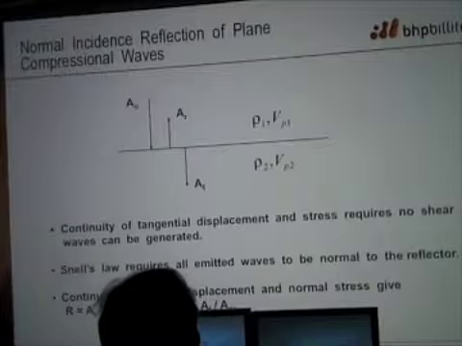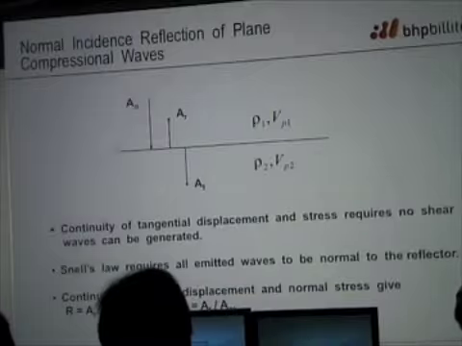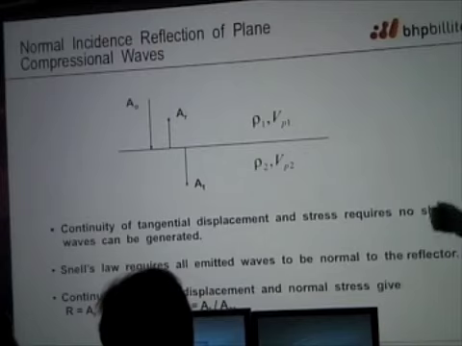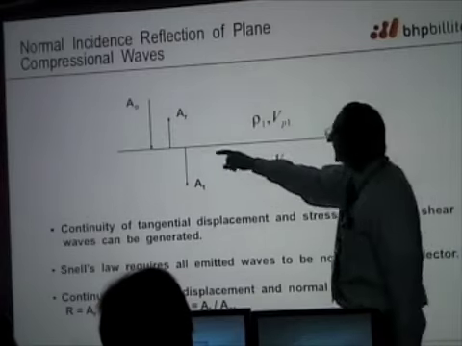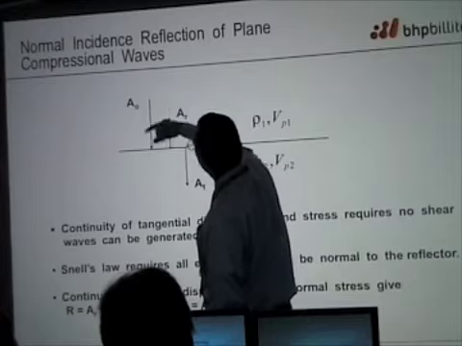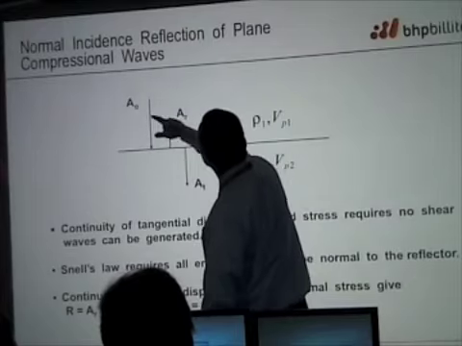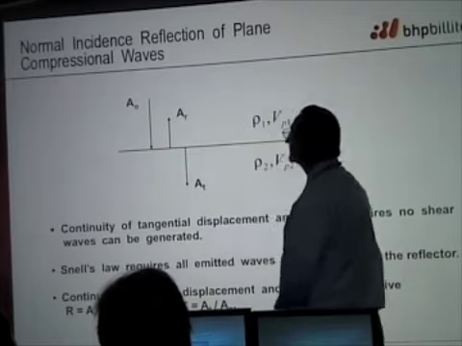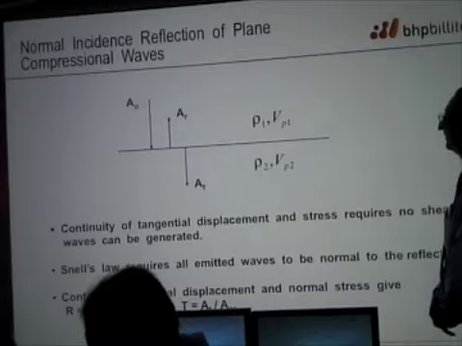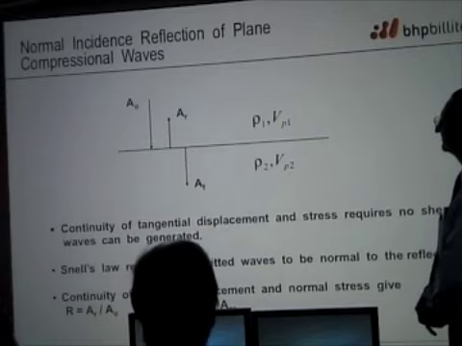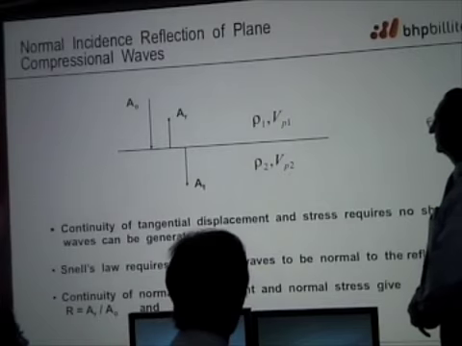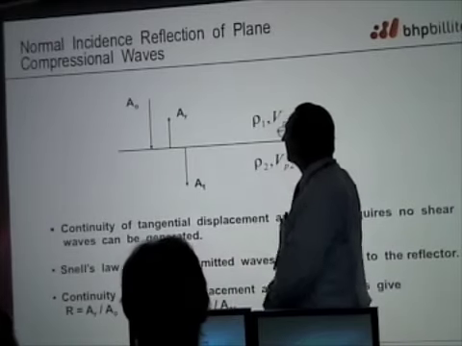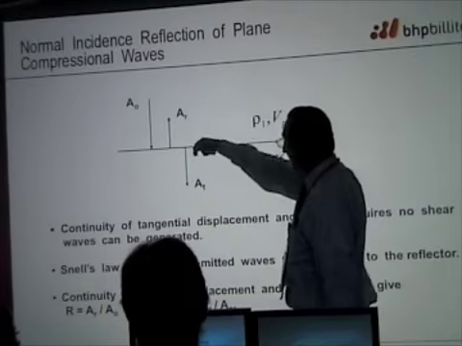Okay. Normal incidence reflection of plane compressional waves. Well, that's starting from ground zero, right? I have an input plane wave on a plane interface between two isotropic and homogeneous elastic bodies, which has an amplitude A0. Only two waves leave: a normal wave reflected and a normal wave transmitted.